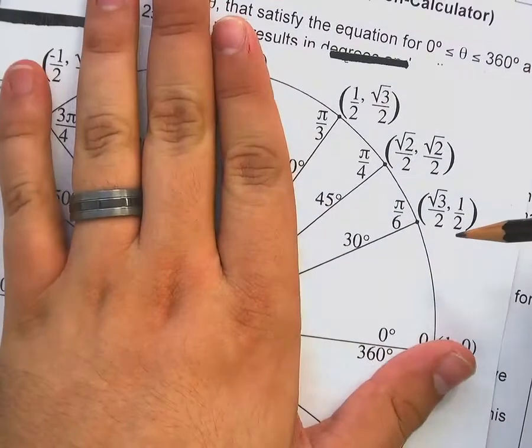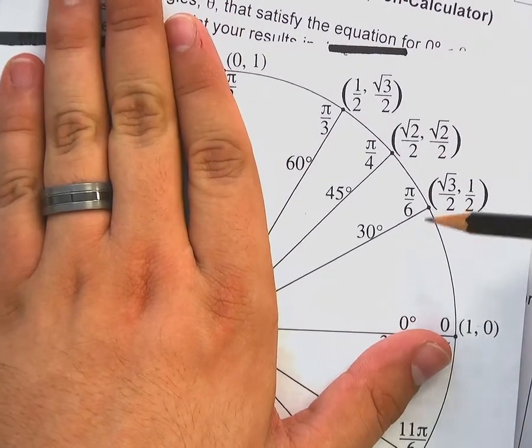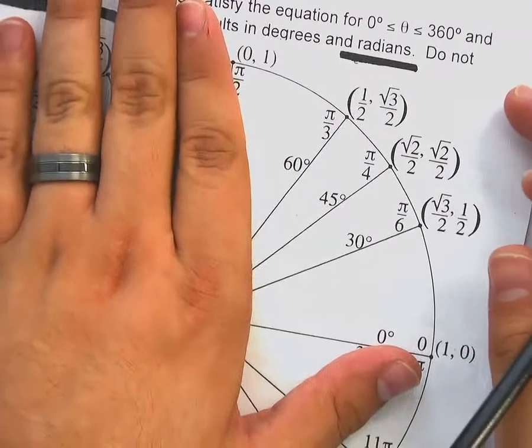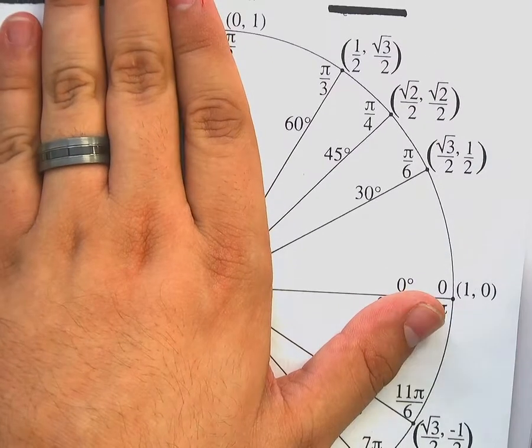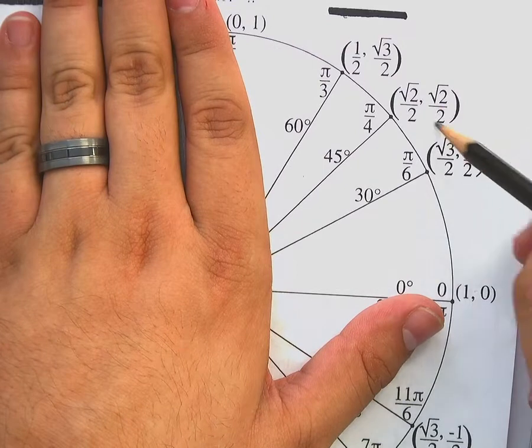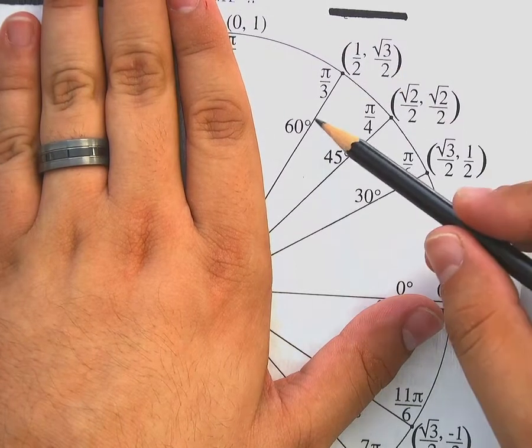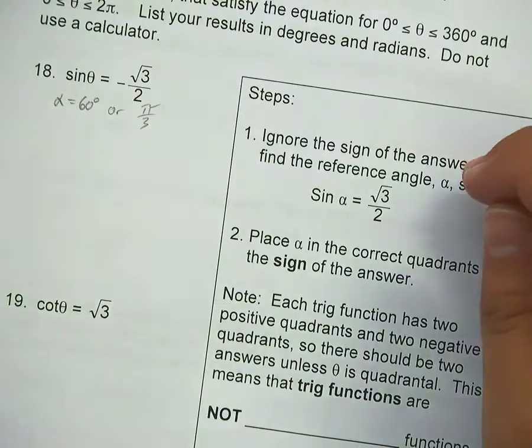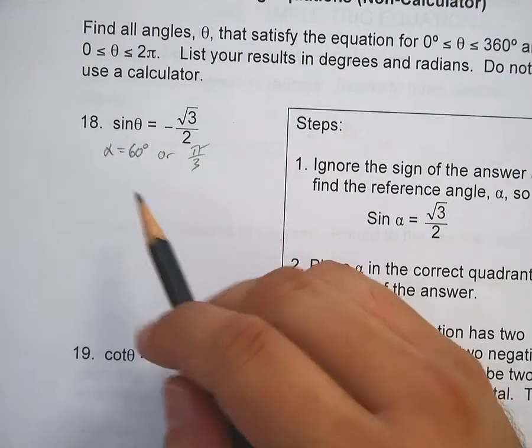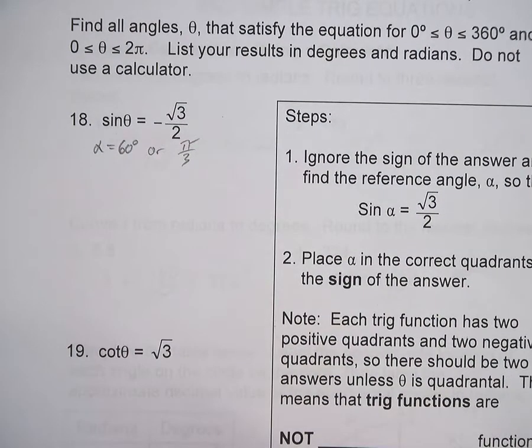So forget the rest of this for right now. I'm just looking at this. Where is my sine value, the square root of 3 over 2? Where is y, the square root of 3 over 2? Well, it's right here, isn't it? 60 degrees, pi over 3. So my reference angle is 60 or pi over 3.